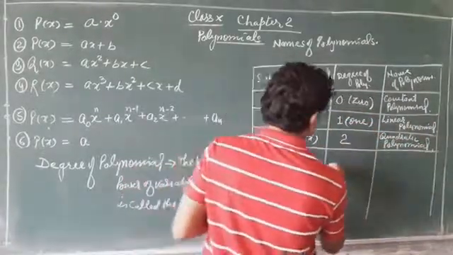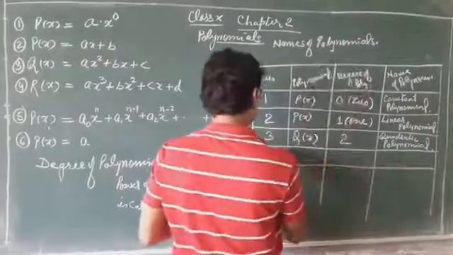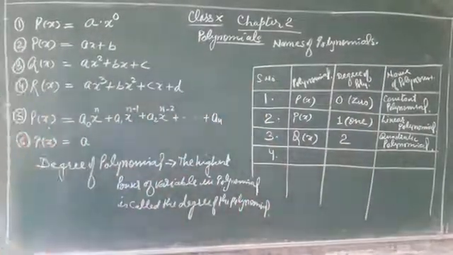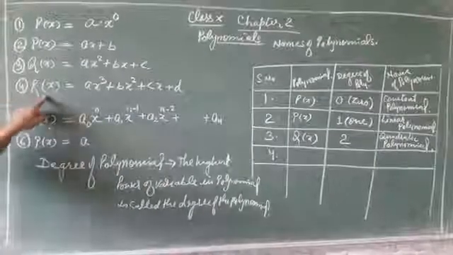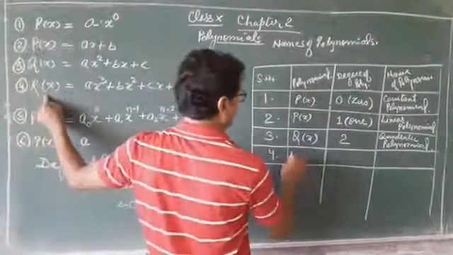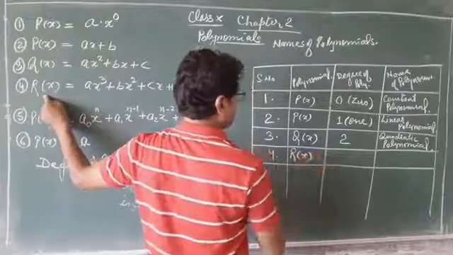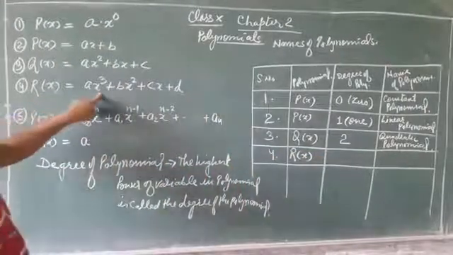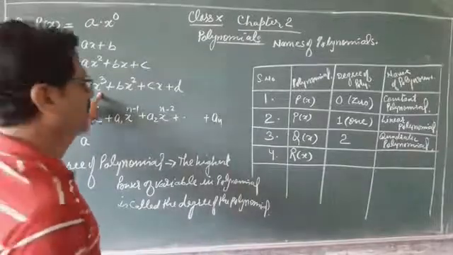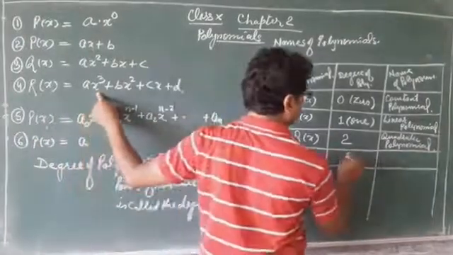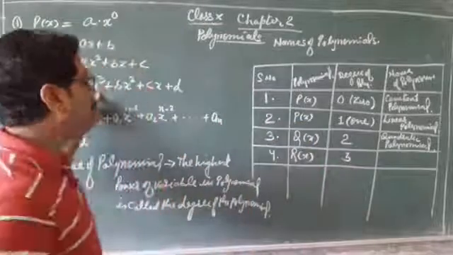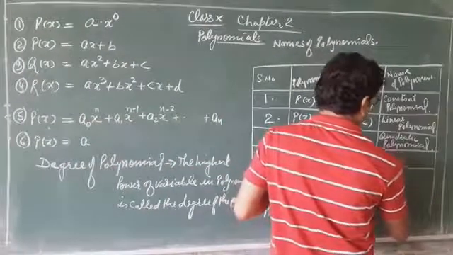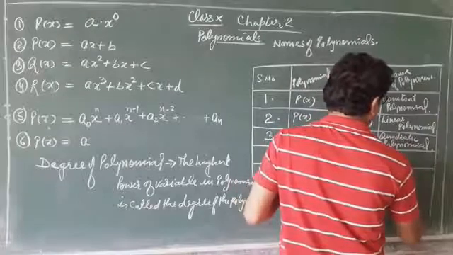And the next one is fourth, r of x, the degree of this polynomial is 3, and the name of this polynomial is cubic polynomial.